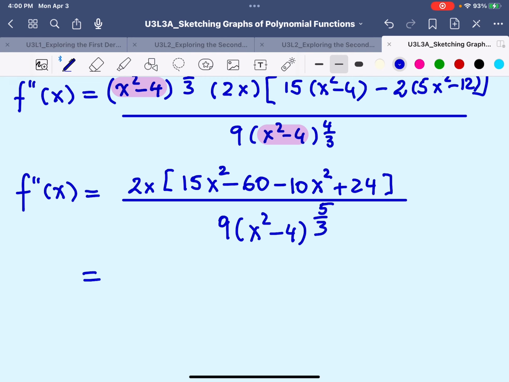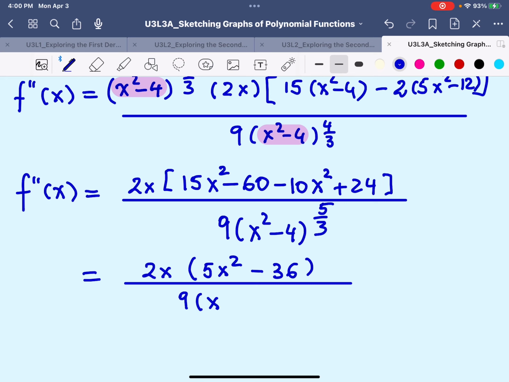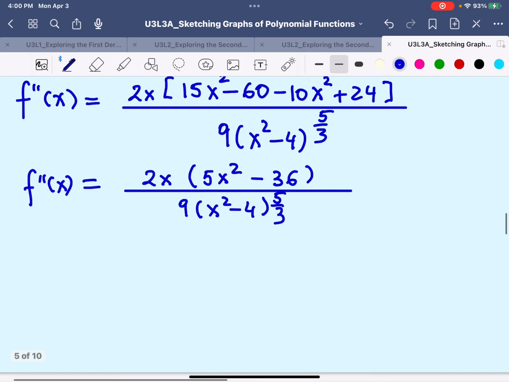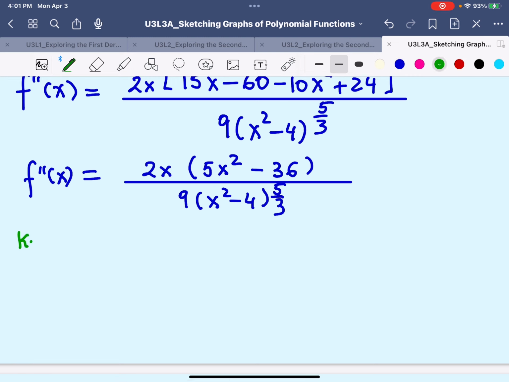So we'll continue one more step here, simplify just a tiny bit more. So we have 2x, 15x squared minus 10x squared. That will make 5x squared. And negative 60 plus 24 would be equal to negative 36, over 9 (x squared minus 4) to the power of 5 over 3. Whew. We have a lot to talk about with this second derivative because this turned out to be quite interesting. So we're going to find the key values of the second derivative. Since it is in fraction or rational form, that means that we have to find wherever the second derivative is 0 or wherever the second derivative is undefined. So for this, we have to discuss the sign of both numerator and denominator.